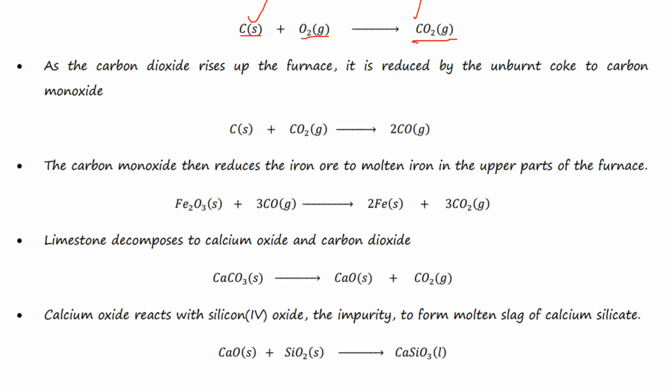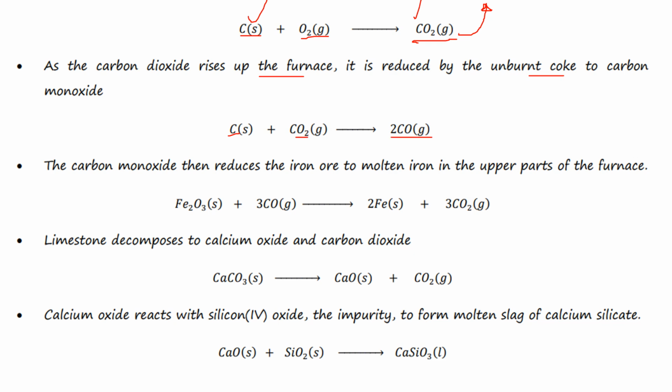Proceeding, as the carbon dioxide is rising up the furnace, it's going to be reduced by the unburnt coke. Remember that the coke is up the furnace. So this carbon dioxide which is being formed ascends up the furnace, and the more it ascends, it reacts with the unburnt coke. When they react, reduction takes place because carbon and carbon monoxide are both reducing agents. So carbon reduces carbon dioxide to carbon monoxide gas.